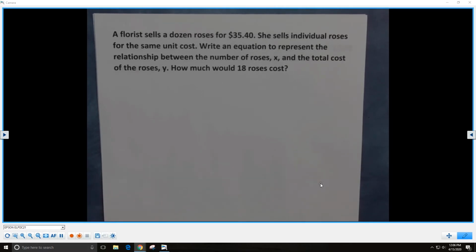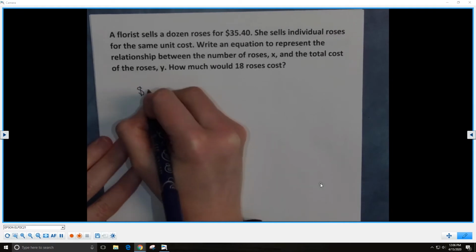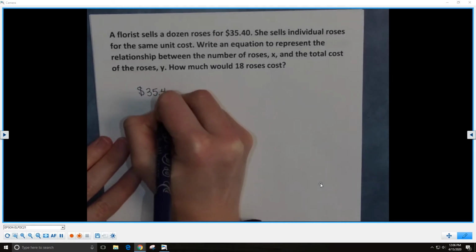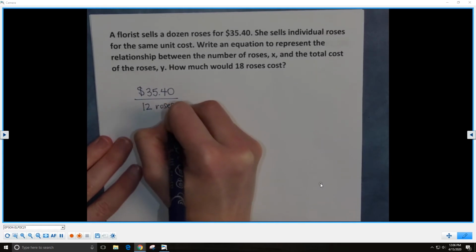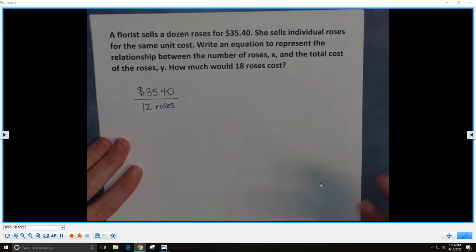First, we need to calculate how much each rose costs, and that cost for each rose is going to be our constant of proportionality. The problem says that for a dozen roses, it costs $35.40. So how many roses are in a dozen? Right, there are 12. So our ratio is going to be $35.40 for 12 roses, because remember that 12 roses are in one dozen.